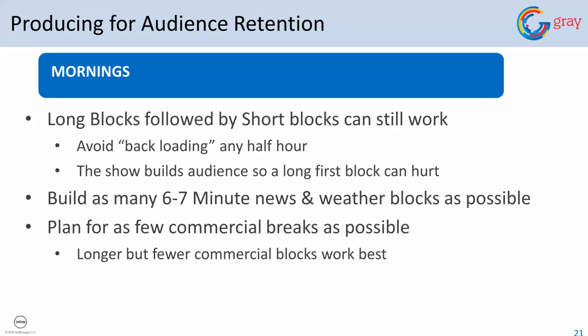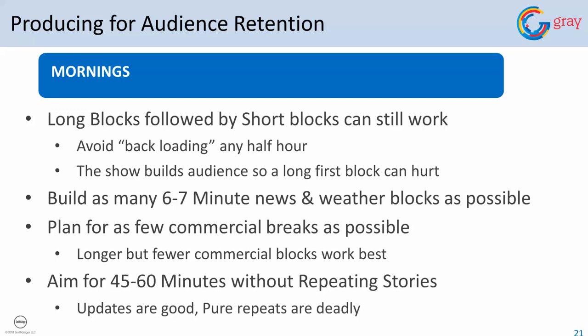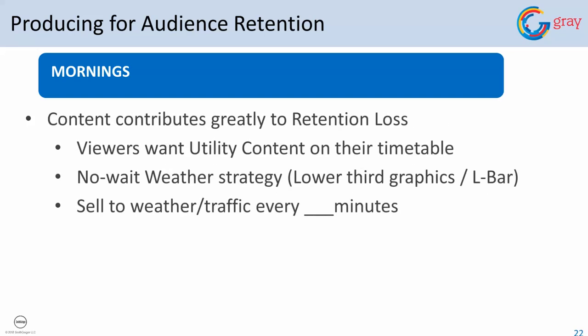And we think every morning block of news should have some weather in it in some way, shape, or form as well. And plan for as few commercial breaks as possible. That means they may have to be a little bit longer, but the fewer times you tell people we're going to a commercial break, the better it's going to be for retention. Aim for about 45 to 60 minutes without repeating stories, because we know that the viewer will give us more of their time. But as soon as we start to repeat stories, updating them is great, but pure repeats are really deadly. Content contributes greatly to retention loss in the mornings.